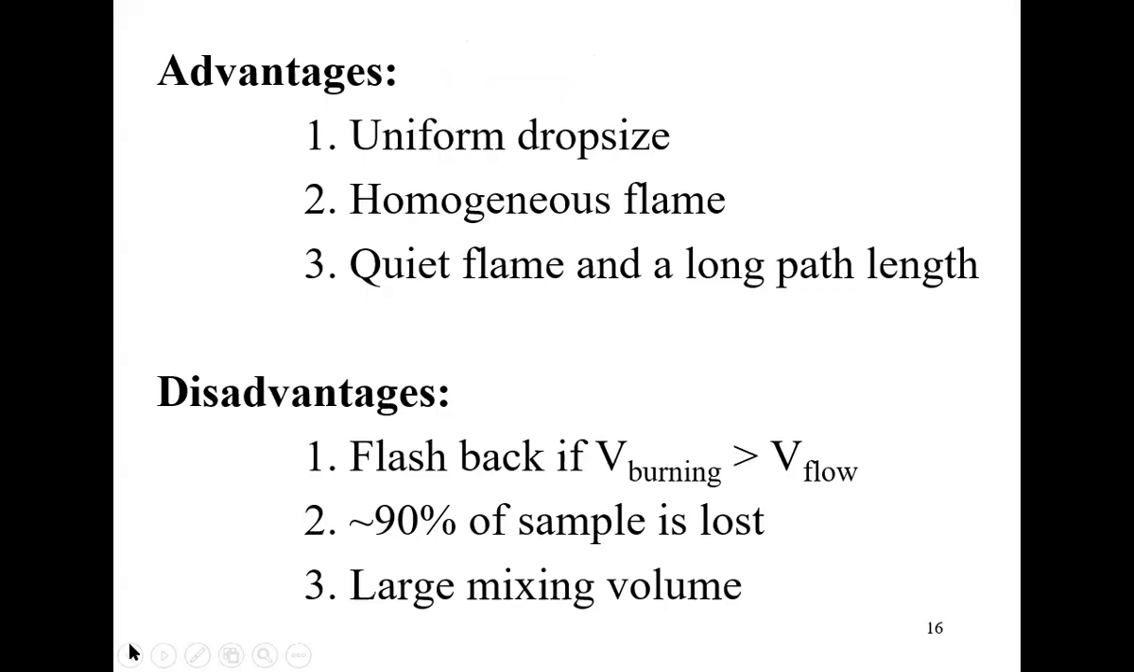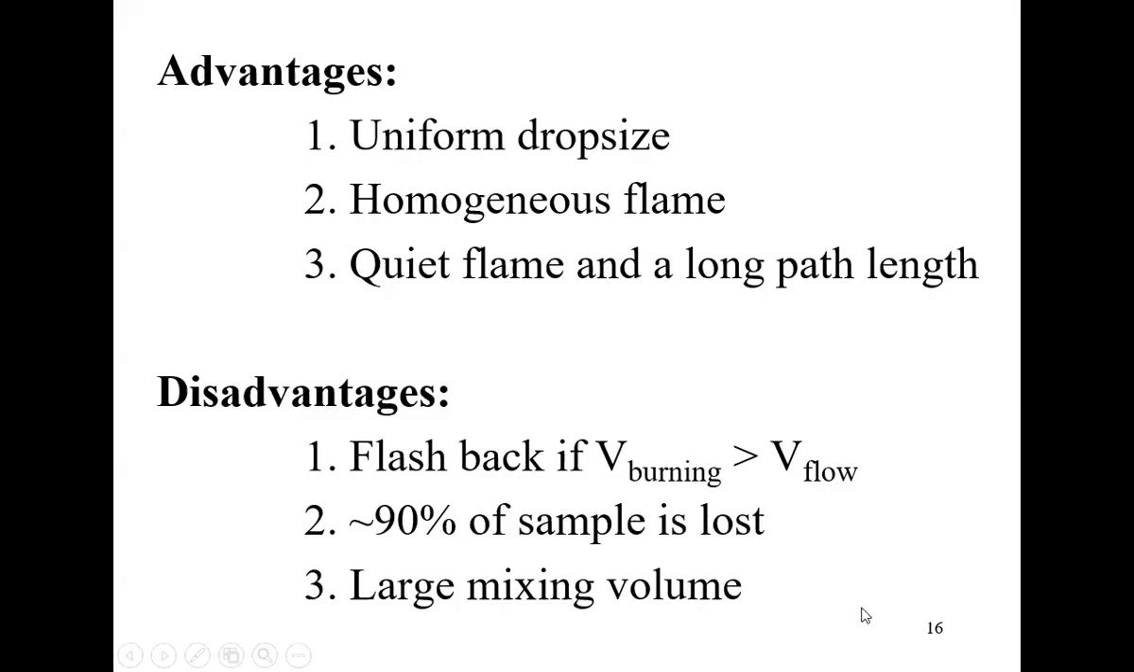Usually, with flame atomizers, if you have uniform drop sizes when you do atomization, you have a homogeneous flame and you have required flame and a long path length. The disadvantages: there is a possibility of flashback if you do not control the burning velocity. And remember the burning velocity, if it's greater than the flow rate, then there is a possibility of flashback. That's a disadvantage. And we say that it's a very wasteful process.